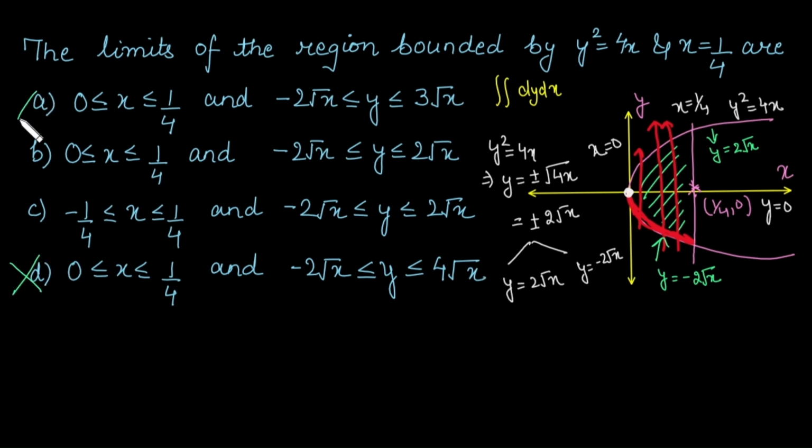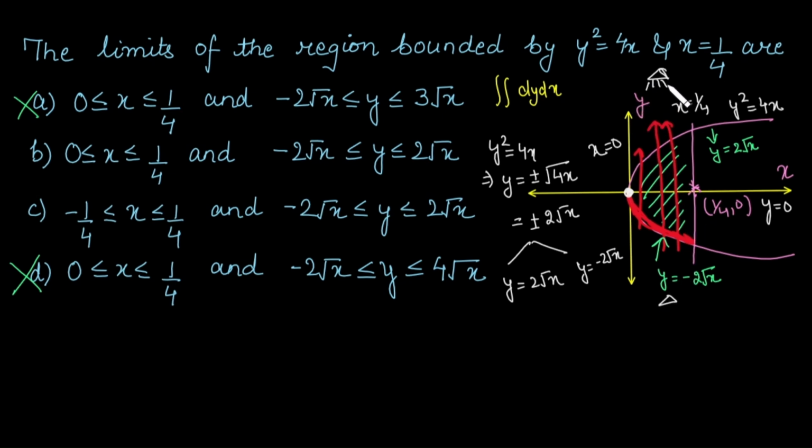So clearly A and D are discarded, either option B or C. Now we need to deal with the limit of x. So for that we need to take the lower value. For that we need to take a shadow on the x-axis. When you take the shadow, we need to stand on the top as well as the bottom.